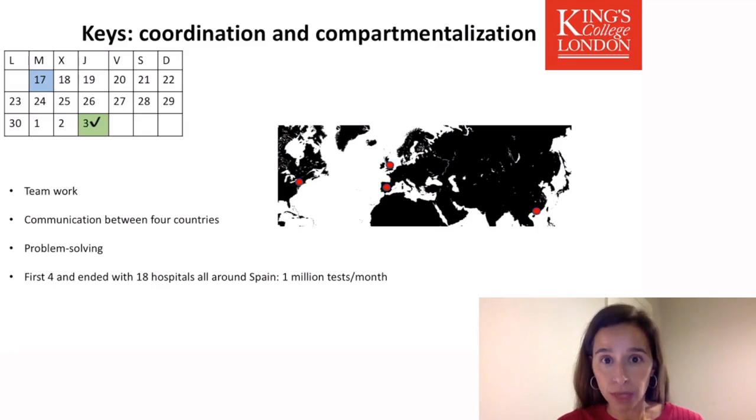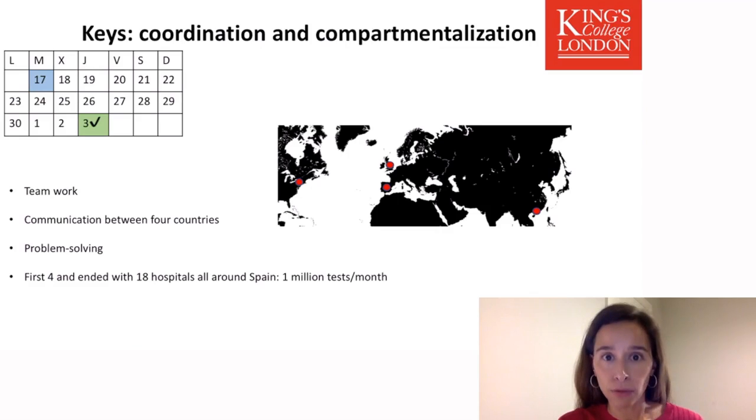The keys to this were coordination and compartmentalization of the tasks. We had an incredible team. We had really good communication, and each one of us took a task. We had to coordinate between different countries. The company is based in New York, I'm based in the UK, the rest of the team is based in Spain, and the robots are made in China. We had a lot of communication between us, and every time there was a problem, we simply saw it as an issue of how to solve it, rather than a wall that we couldn't climb.